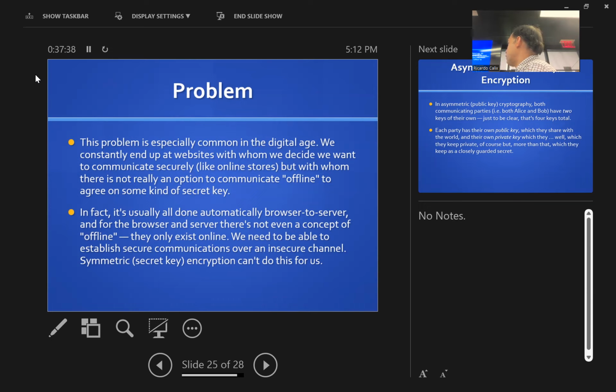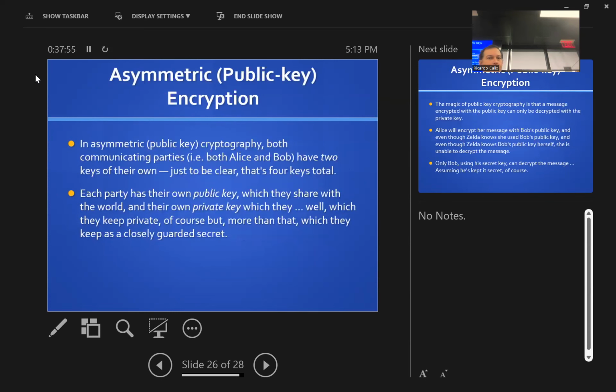For the browser and server, there's not even a concept of offline. They only exist online. So we need to be able to establish secure communications over an insecure channel. Symmetric secret key encryption can't do this for us. So that brings us then, remember, we were talking about symmetric encryption. That's when we have one key.